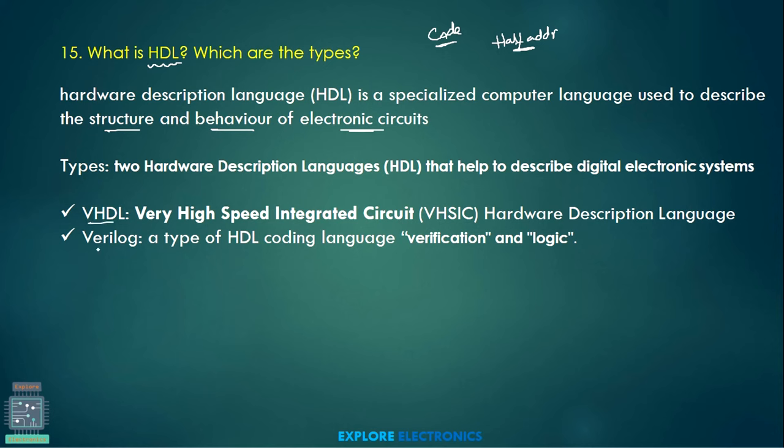And there are two types of HDLs. One is VHDL, another one is Verilog. What does VHDL stand for? This is also an important question in the exam. Many students fail to answer what VHDL is. Here V stands for very high speed integrated circuit. V stands for VHSIC, and HDL stands for hardware description language. So remember, in VHDL, V stands for very high speed integrated circuit, and HDL stands for hardware description language. And one more type of hardware description language is Verilog. It is a type of HDL coding language.